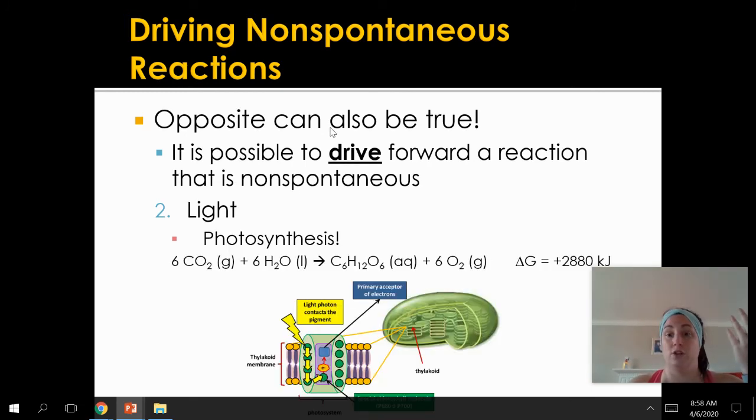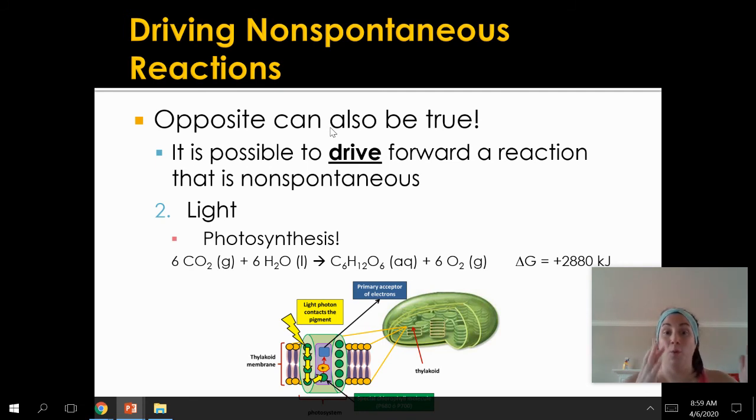And we actually see one happen all the time in our daily lives, right? Photosynthesis is incredibly thermodynamically unfavorable. You see that I have the delta G value on here for the photosynthesis reaction. It's positive 2,880 kilojoules. That is incredibly unfavorable thermodynamically. However, we know from our surroundings that it happens all the time, right?